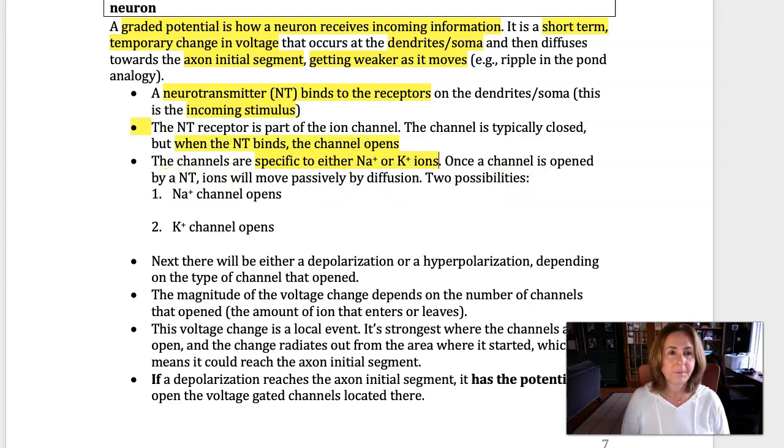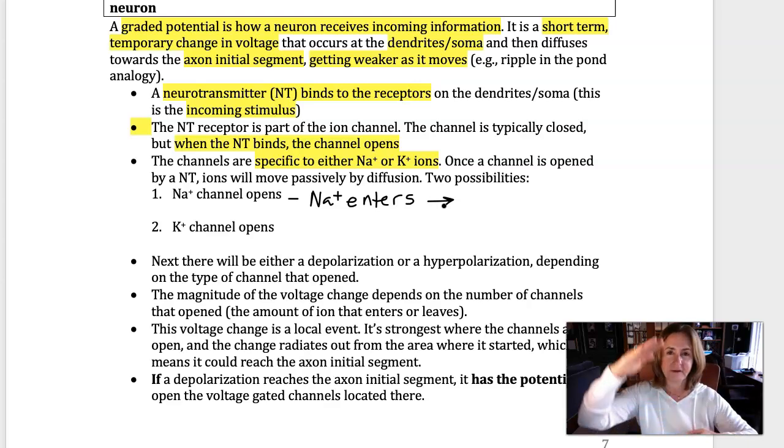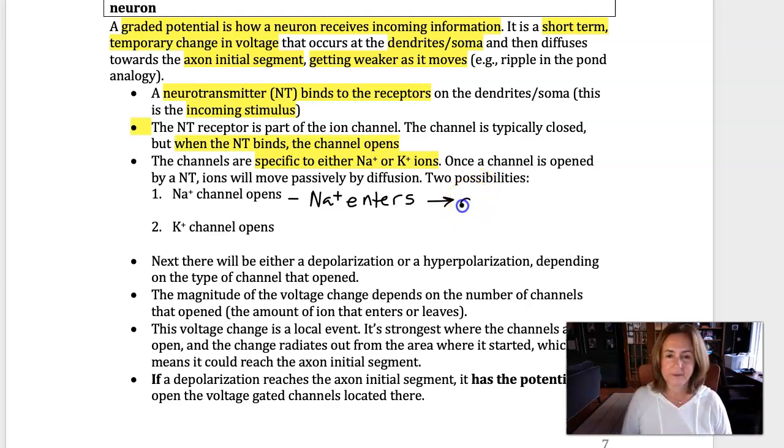So it's possible that a sodium channel would open, and if a sodium channel opens, which way would sodium move? Sodium would enter the cell, right? So sodium would enter, and if a positive charge enters, the inside of the cell is going to become more positive. That difference is going to not quite dissipate, but lessen. And so we call that a depolarization.